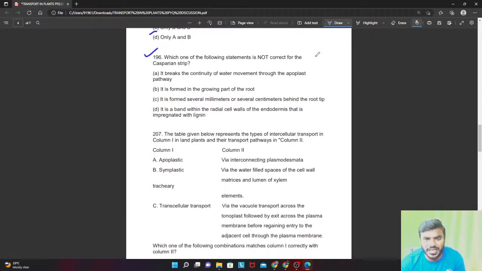Question number 196. It's a part B question. Part B 2019. And in the same paper, 2019 December, this is the part C. Anyway, first you answer the 196 question. First answer 196. Friends, they are asking which is not correct, okay?